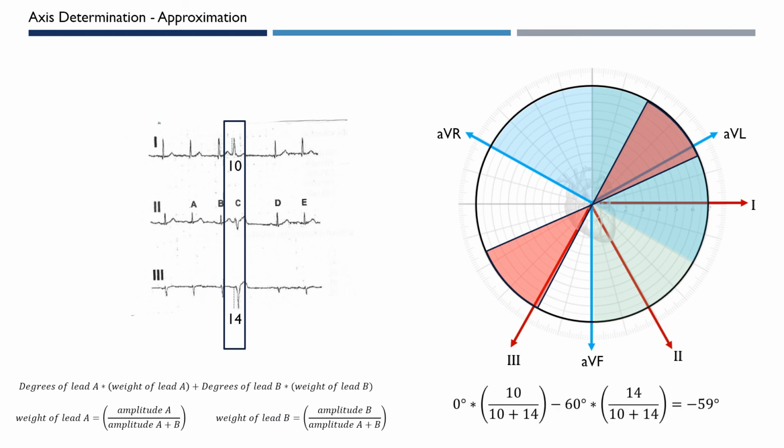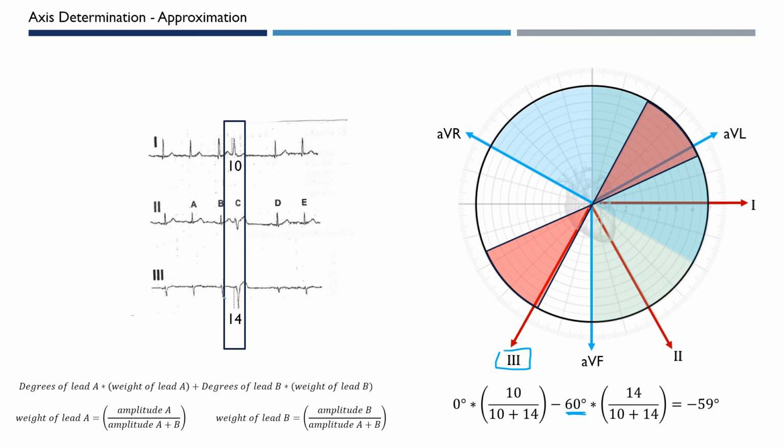We can say that lead 1 is 0 degrees. Its amplitude, I counted out, is 10 units. And its weight is 10 over 14 because the amplitude of 3 is 14. For lead 3, notice I've put in a negative 60 here. That negative 60 is important because lead 3 runs in the direction of positive 120.